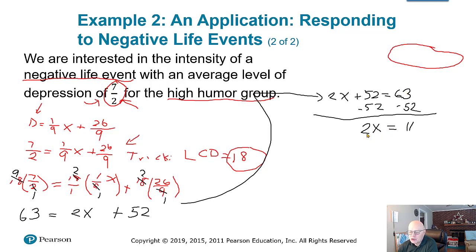How do I get rid of the 2? Divide by 2. So 2x divided by 2. And for it to be equal, I have to do the same thing to the other side.